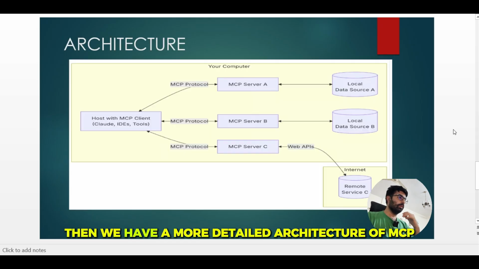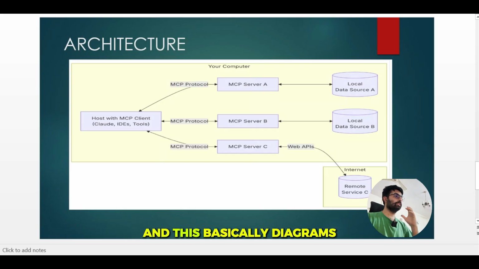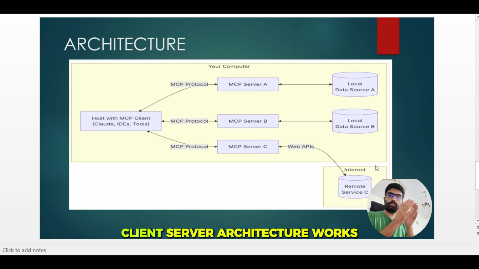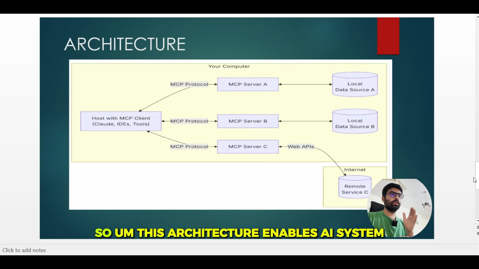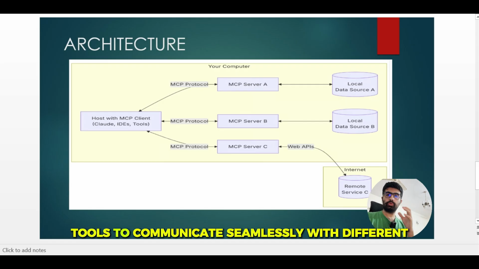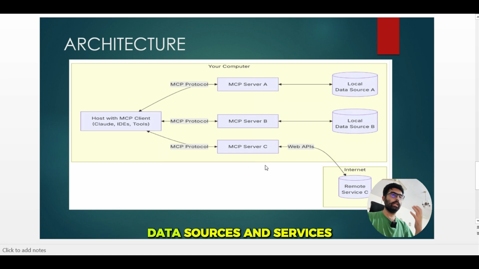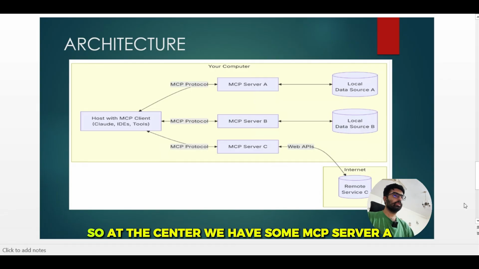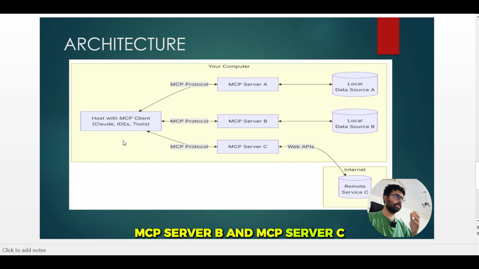Then we have a more detailed architecture of MCP, and this diagram illustrates how the MCP client-server architecture works. This architecture enables AI systems or any developer tools to communicate seamlessly with different data sources and services, both locally and online. At the center, we have MCP server A, MCP server B, and MCP server C, and we have some host client.